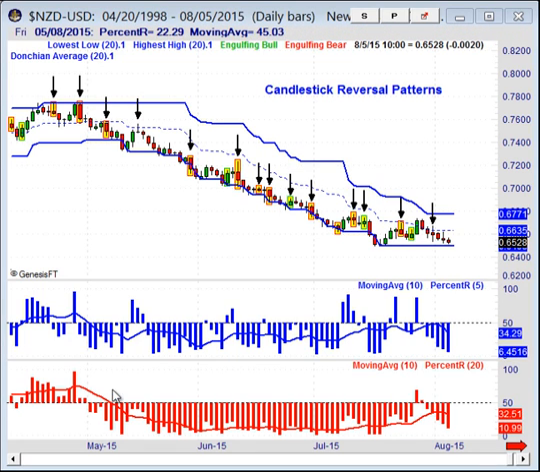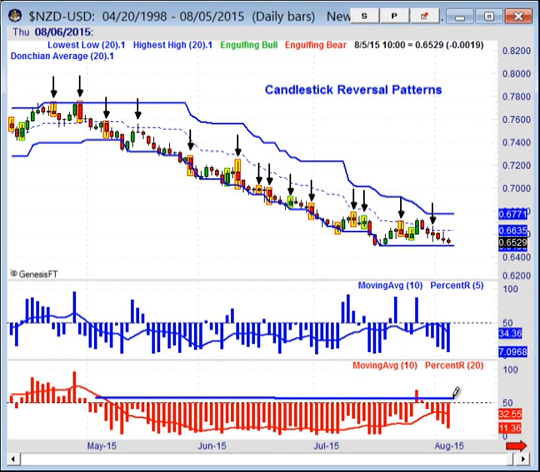We can also utilize our percent R tools. The way I've explained our percent R tools is this portion here. Whenever the histogram bars of the 20 period are below 50, the trend is clearly to the downside. So we view these moves right here as counter-trend moves. Again, selling opportunities here and here and here and here.